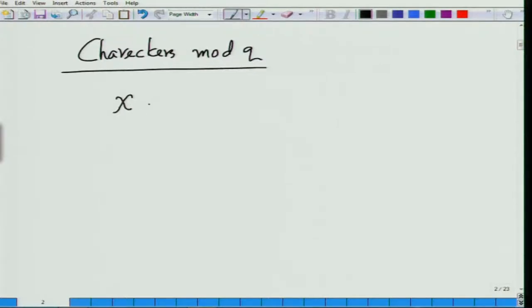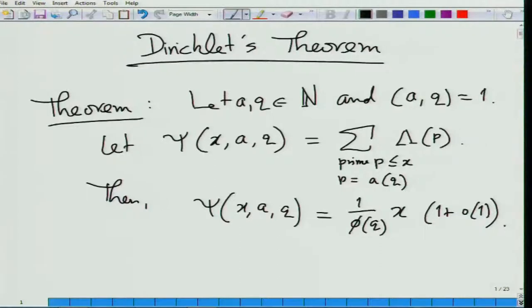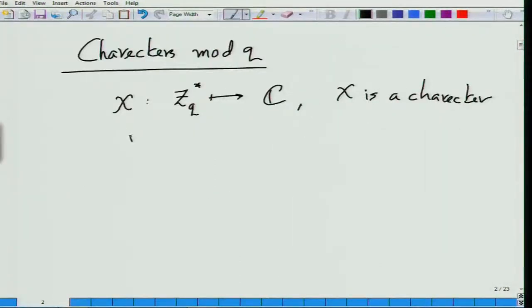So, chi we say is a map which is a homomorphism from Z_q star to complex numbers. Because if I sum over all the classes, then it should be x. No, this is psi, this is not pi. For pi you will just divide by log x and then it works out.